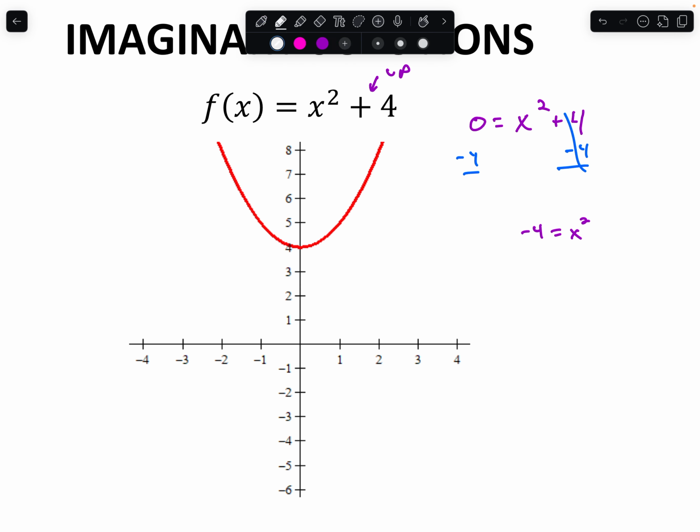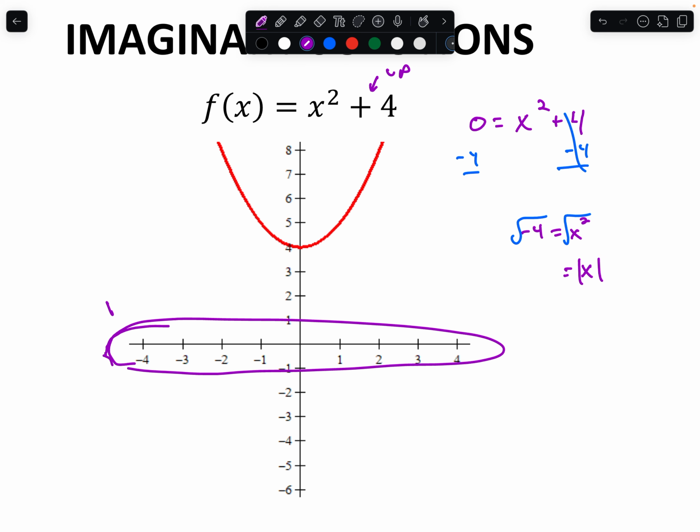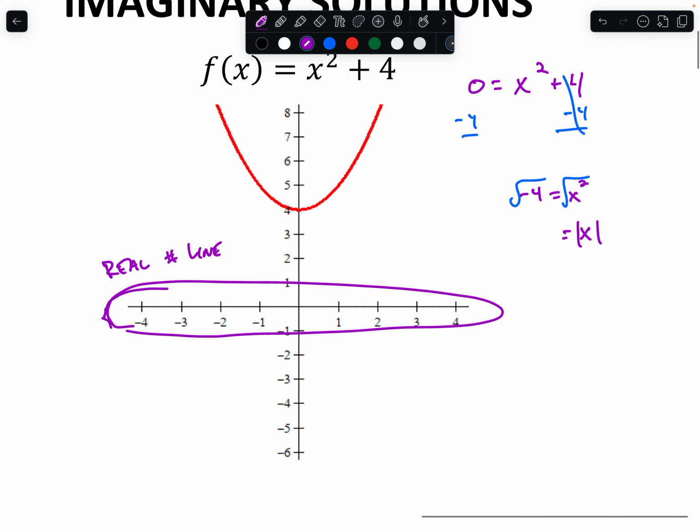And then we square root both sides, and we get the absolute value of x equals the square root of negative 4. We've said, oh, we can't square root a negative, right? So that's why there's no solutions. Well, there's no real solutions. This x-axis is a real number line, and there are no real solutions to this. That's why there's no x-intercept.